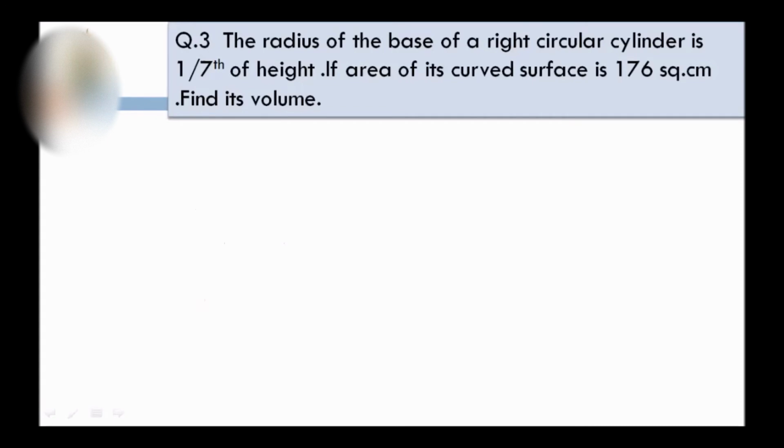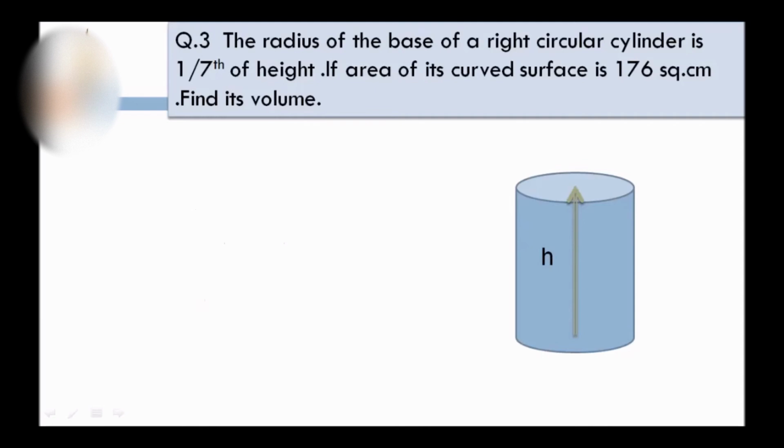Now this is another question, and this is somewhat complicated. If radius of the base of the right circular cylinder is 1/7 of height, if area of its curved surface is 176 square centimeter, find its volume. Now again we have a right circular cylinder. Here radius is 7th part of height.